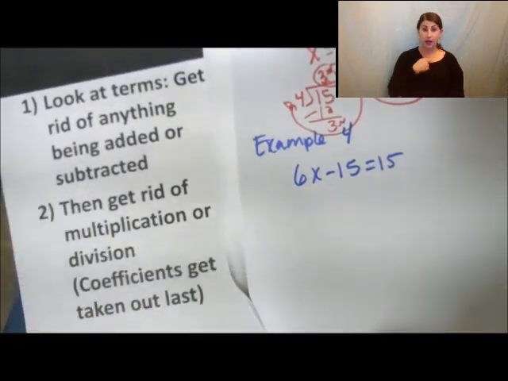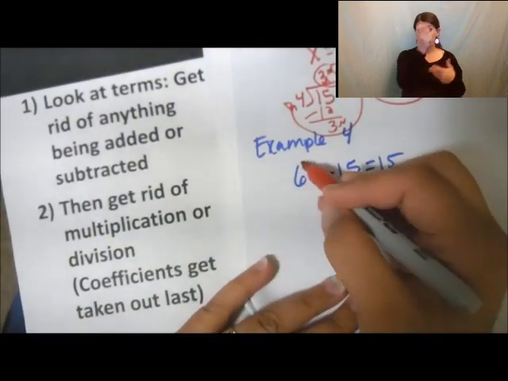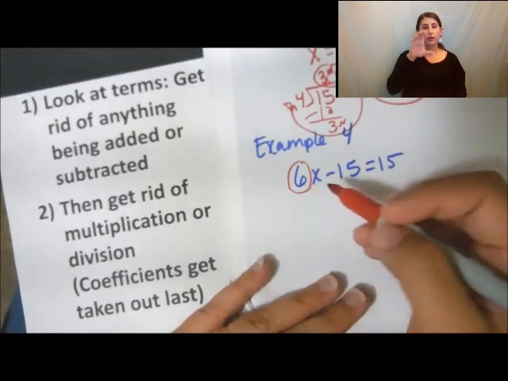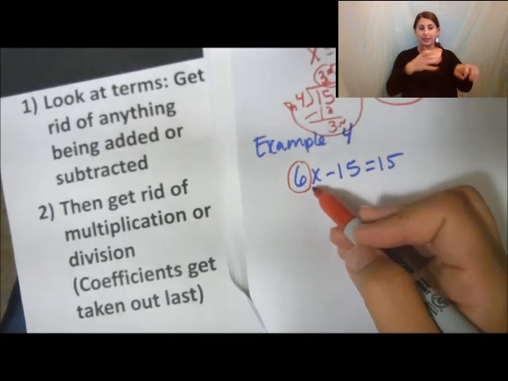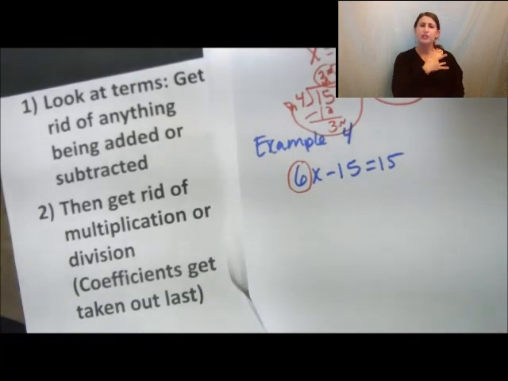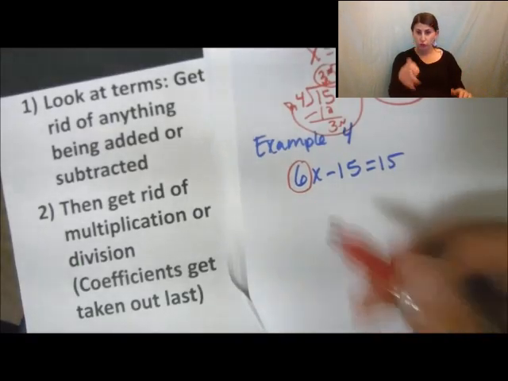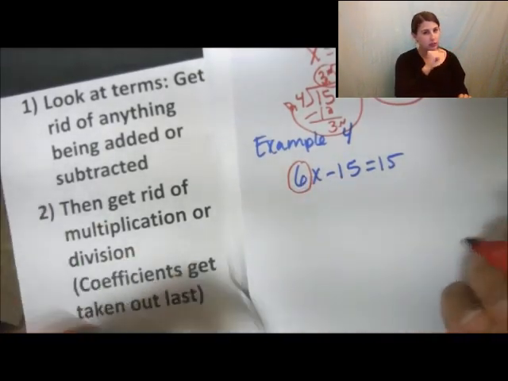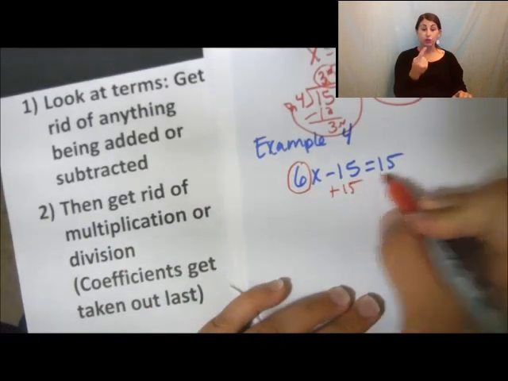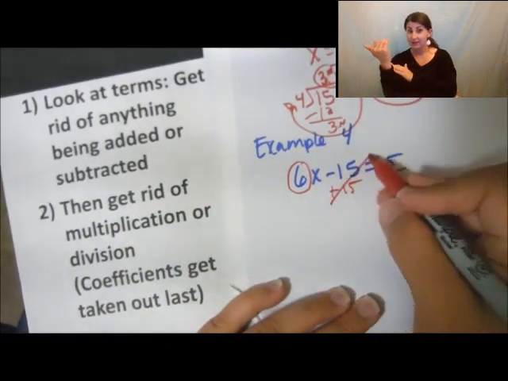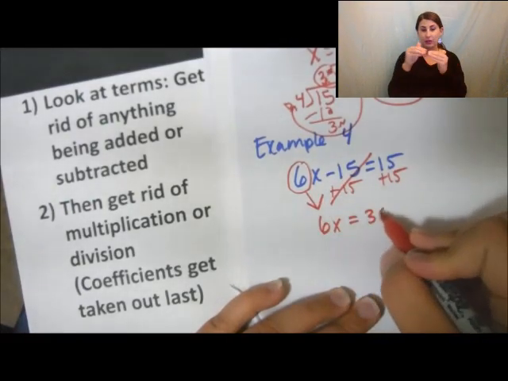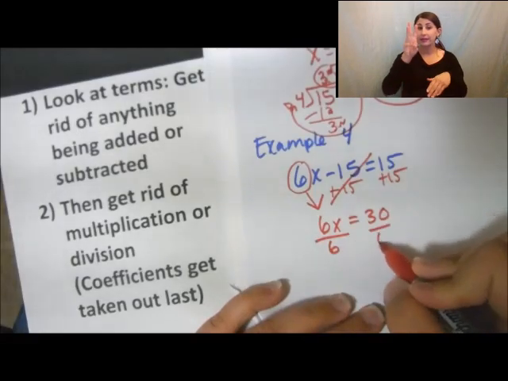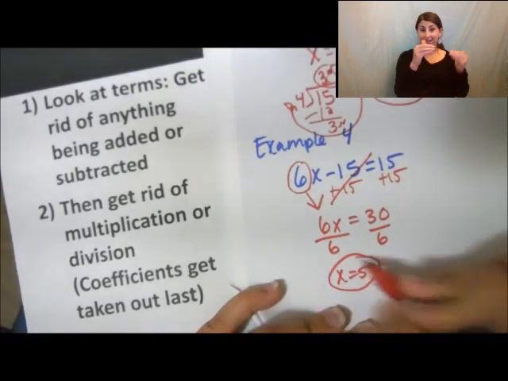Okay, so I'm going to circle my coefficient, and usually my coefficient is first because of the format of equations, you usually put your variables first. So that's how it will usually be presented, but just in case it's not, know that it won't always be the first one. Okay. All right, so I'm going to add 15 to both sides. That cancels to make 0. So I'm left with 6x equals 30. Divided by 6, x equals 5.